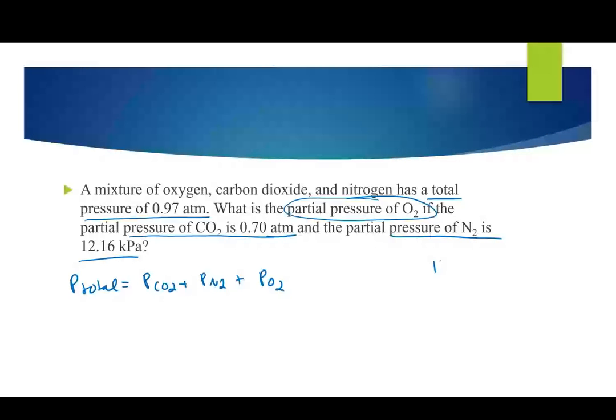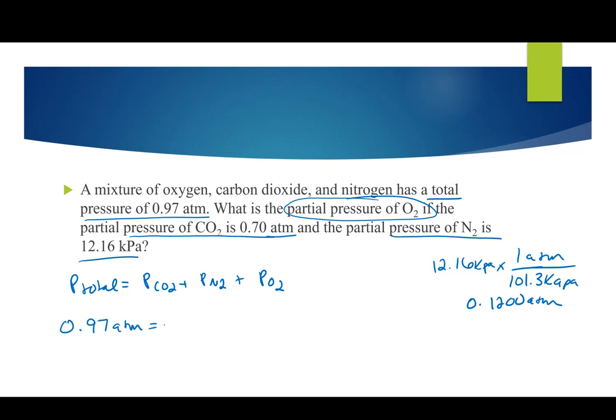For simplicity's sake, I'm going to just convert the 12.16 kPa into atmospheres. So 101.3 kPa is 1 atmosphere. That's going to give me 0.1200 atmospheres as my pressure of nitrogen. So 0.97 atmospheres equals 0.7 atmospheres plus 0.12 atmospheres plus the pressure of oxygen. Solving that, you get the pressure of oxygen is 0.15 atmospheres.